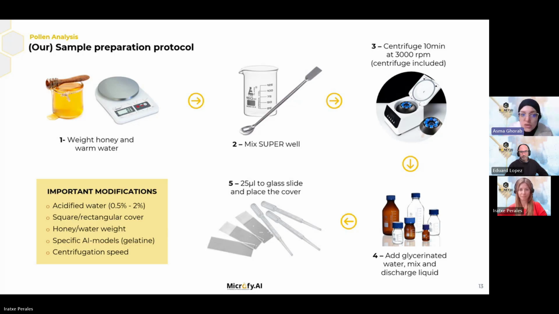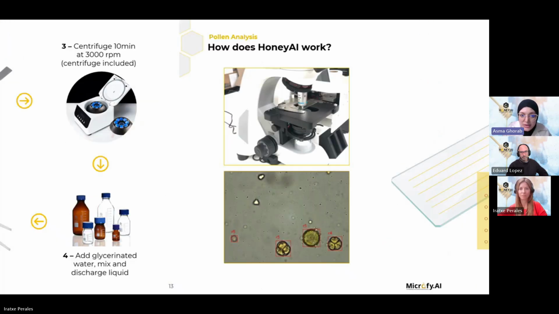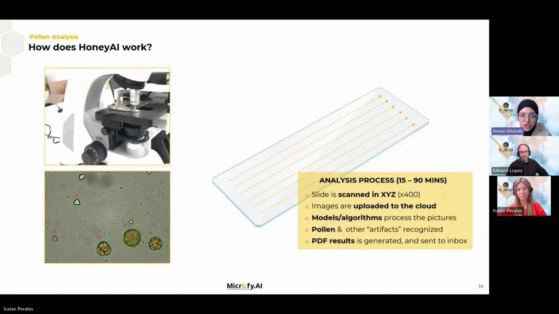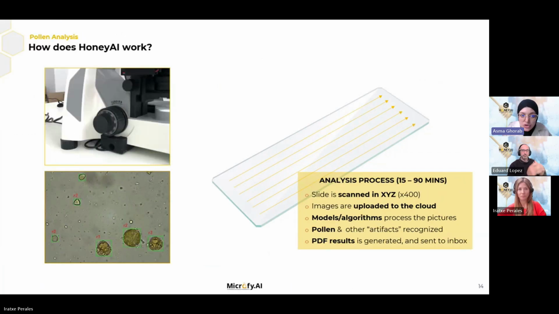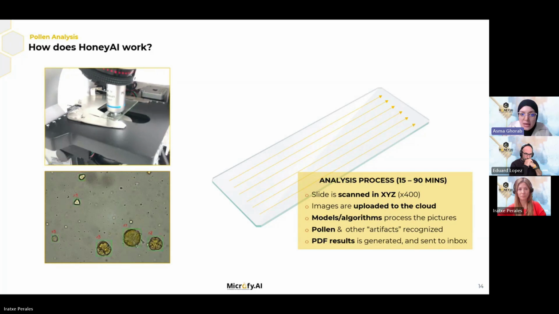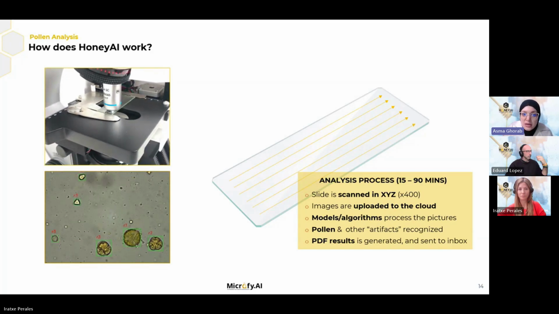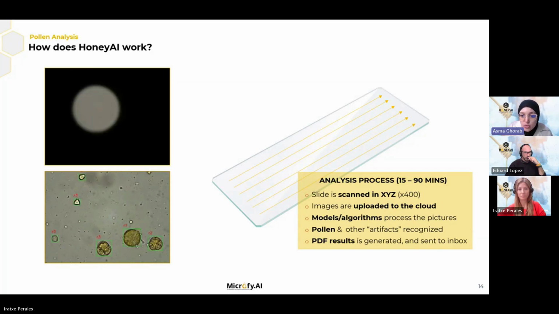So after having the slide prepared, we place it in the microscope, and the analysis begins by scanning. Scanning, as you can see here in the video, it scans along the X, Y, and Z axis with object, of course. You can see here how it is focusing on the pollen. In the video, I think you can see that well.